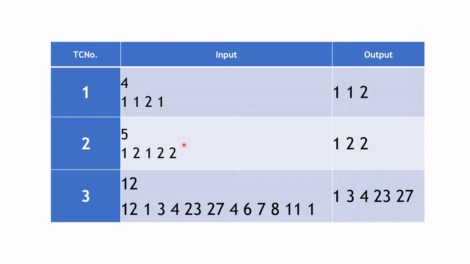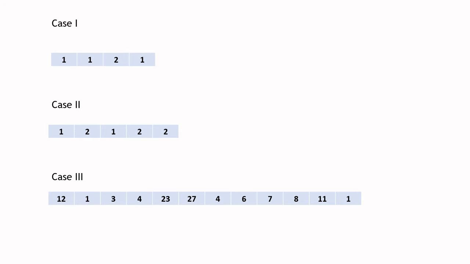So these are the test cases. Given the length as 4 and this sequence, the output is this, and with 5 as the number of numbers, these are the numbers, this is the sequence. For 12, this is the output. So we have understood what is the input and what is the output. Let's have a close look at the test cases.